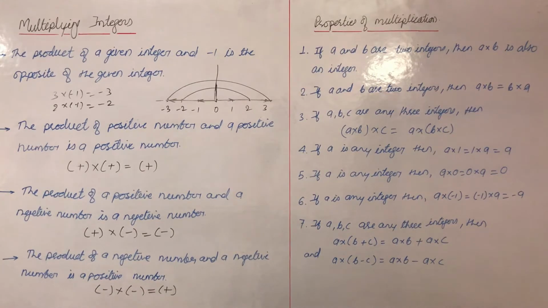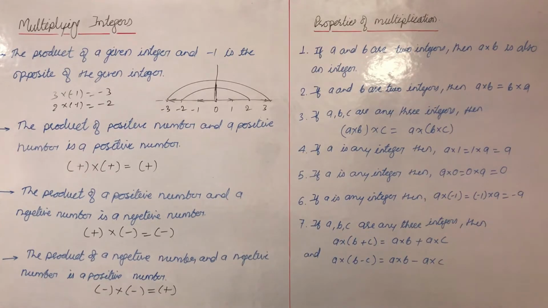First property, if a and b are two integers, then a into b is also an integer. Next, if a and b are two integers, then a into b is equal to b into a. So changing of sequence is acceptable. Then next, if a, b, c are any three integers, then a into b into c equals a into b into c, grouped differently. It means we can also change internal grouping in multiplication.